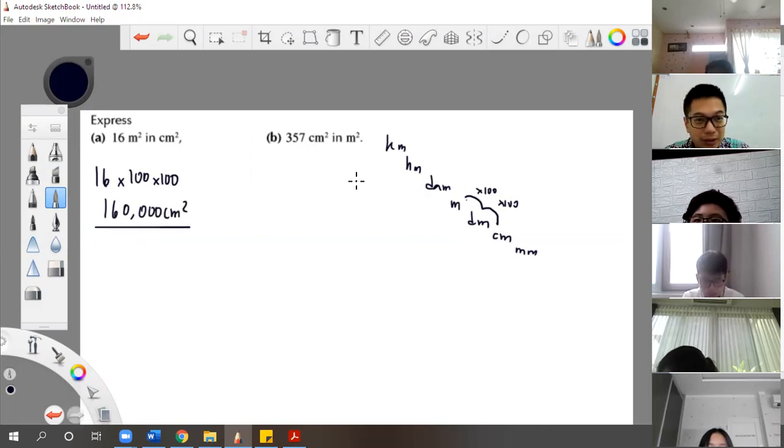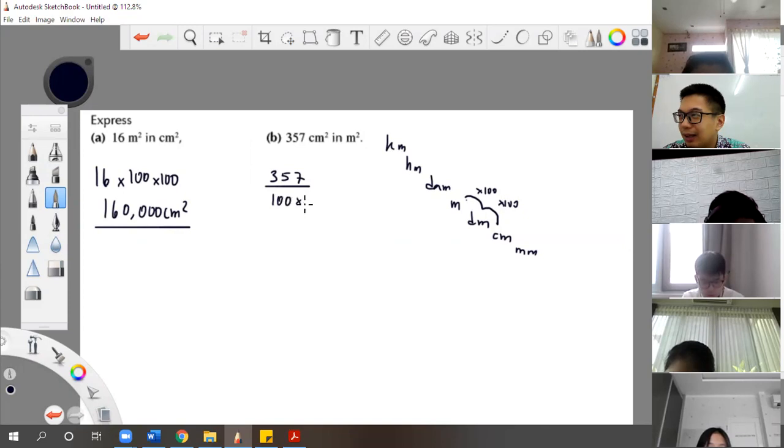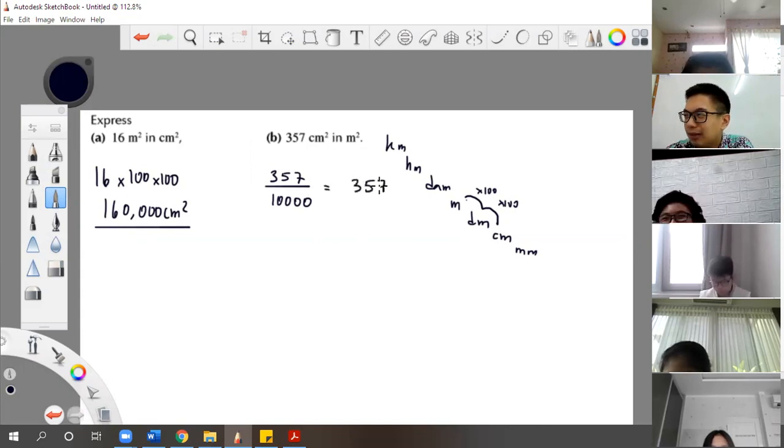Now cm square in meter square. This is a bit challenging. Go up by 2. So over 100 and 100, or just directly 10,000. Remember how to do the decimals here? 10,000 has 4 zeros, right? If it has 4 zeros, you have to put the decimal to the left. Make it first like this. 1, 2, 3, 4. This is the point, and we have one extra place here. You put 0. So the answer is 0.0357.